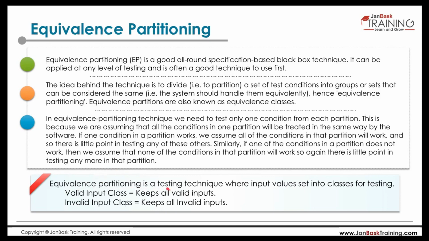Equivalence partitioning is a testing technique where input values are set into classes for testing. The valid input class keeps all valid input, and the invalid input class keeps all invalid input. I hope this PPT makes sense now and you are able to understand it. Any questions, anyone, or should we move on? Clear? Okay.